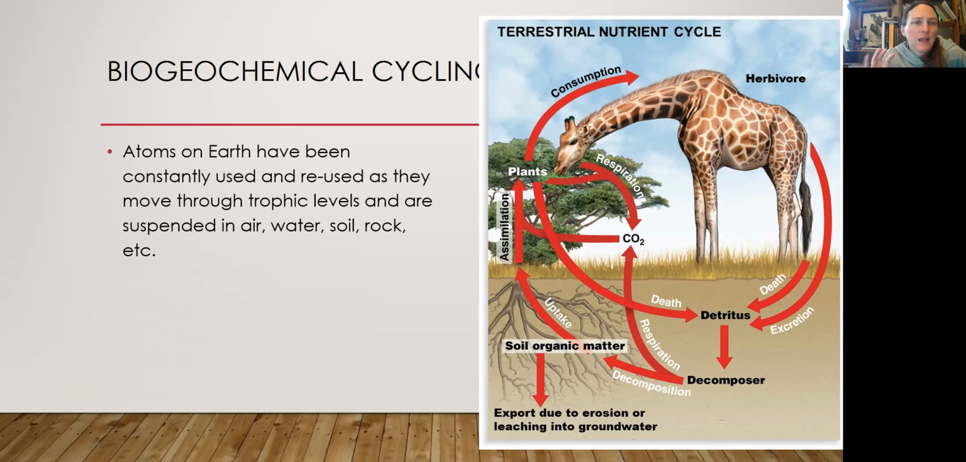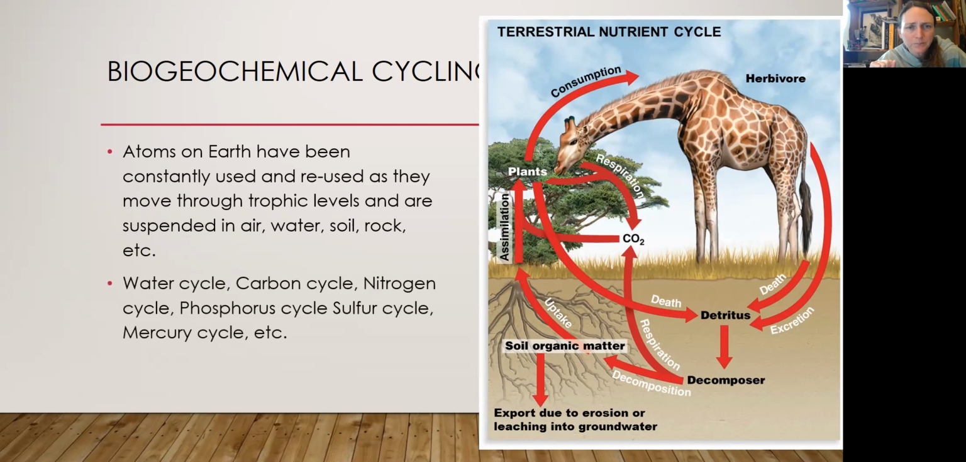What's really cool is that the atoms that are on Earth today have been constantly used and reused as they move through these trophic systems and are suspended in air, water, soil, and rock. And so we're going to talk briefly about the water cycle, the carbon cycle, and the nitrogen cycle. But there are lots of other cycles too, like phosphorus and sulfur and mercury.